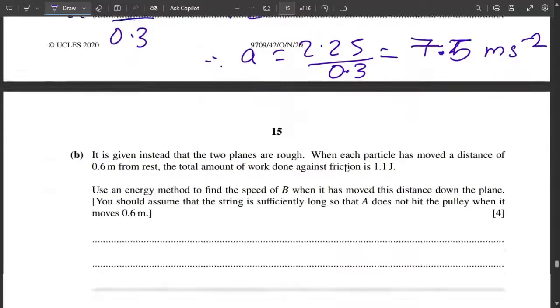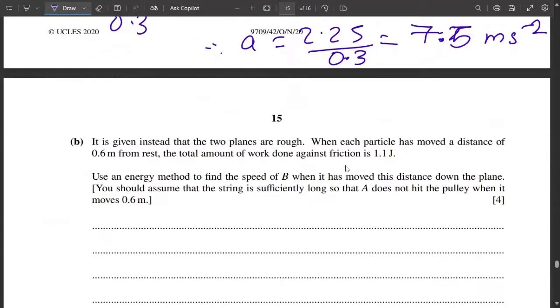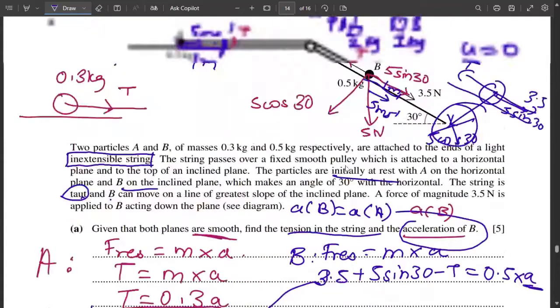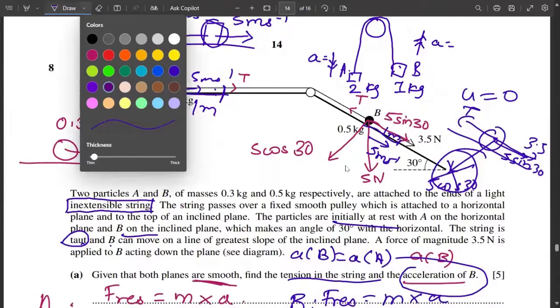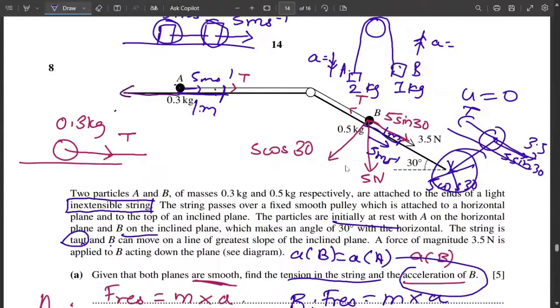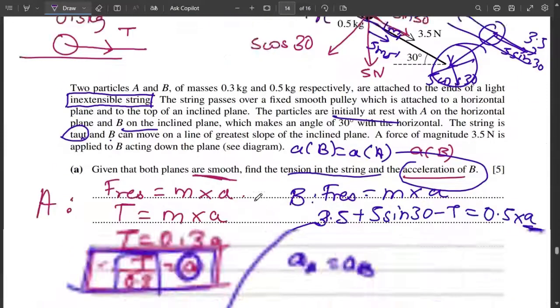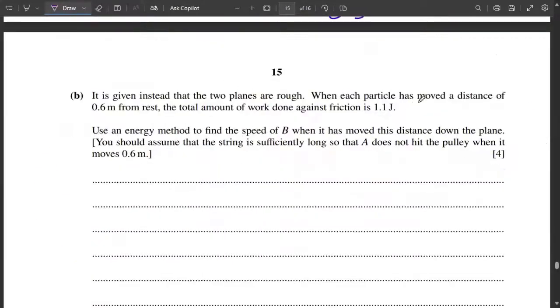Next question. It is given that the two planes are rough. Okay, now a little bit of a twist will come. The two planes are rough. That means your friction will act, F r. Even your friction will act, F r. But are they the same? Let's see now. Yeah, that means friction on both sides is the same.